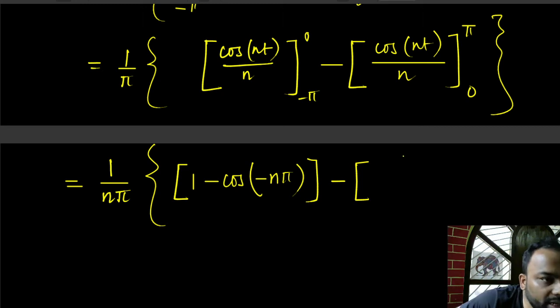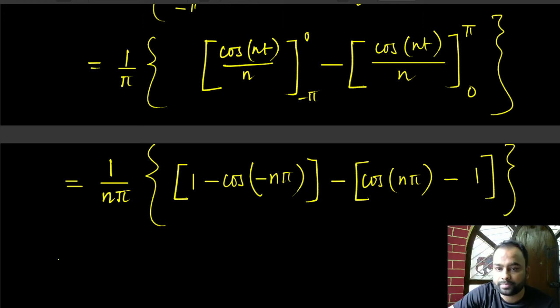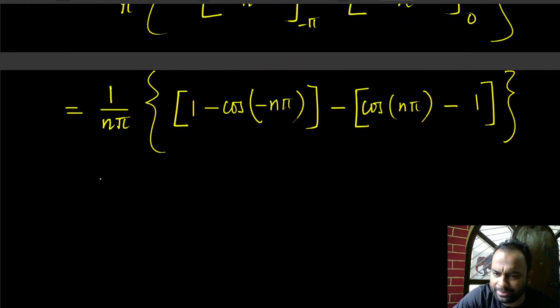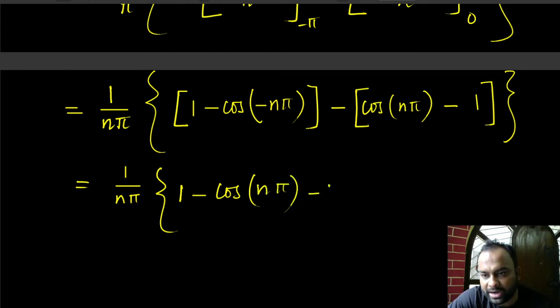Then we have the upper limit. If I put the upper limit here, I have cos n pi, and again the lower limit is 0, so cos 0, which is 1. Putting the limits isn't an issue. But try to understand that if I now expand everything, I have 1 minus cos of minus n pi, and cos of minus theta is simply cos theta, so this is cos n pi, and I have minus cos n pi and plus 1.